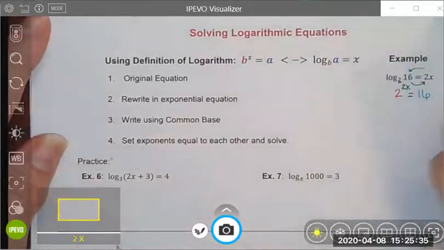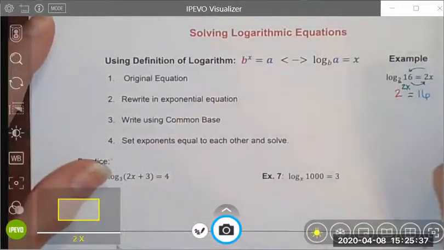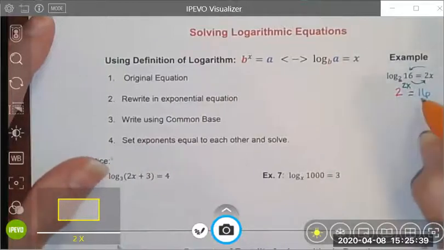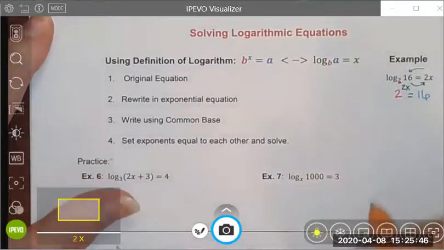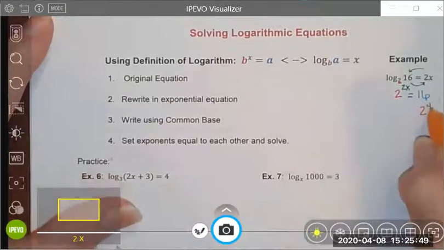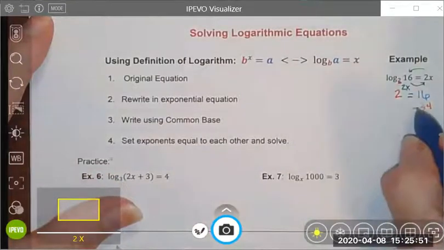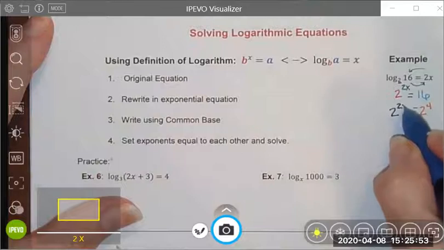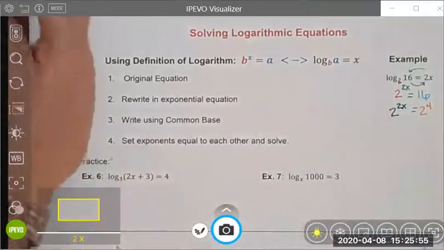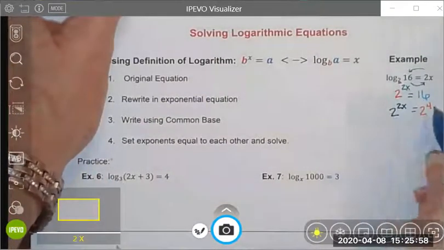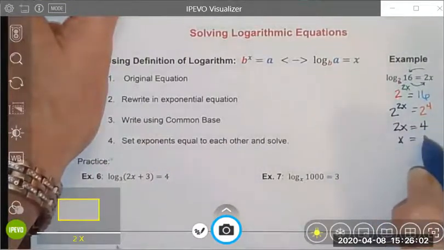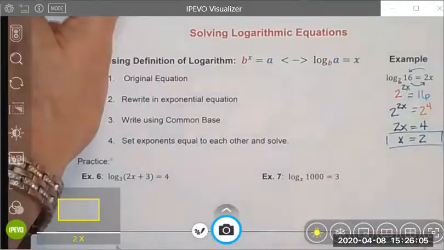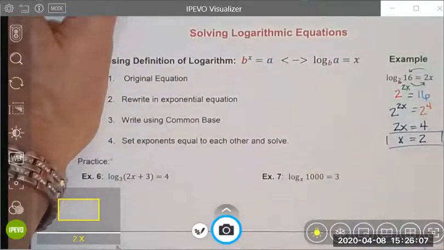Next, I need to remember that 16 can be rewritten using a base of 2 by remembering that 2 to the 4th power is 16. So I'm going to rewrite this as 2 to the 4th power. I'm going to keep my left-hand side the same. And now, because I have a common base, I can set my exponents equal to each other. And now we have solved our first logarithmic equation.